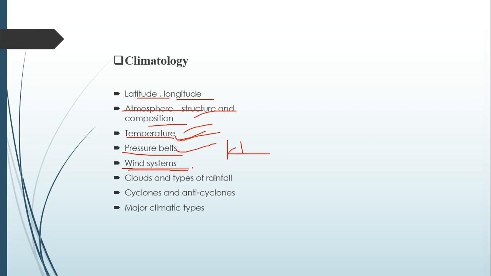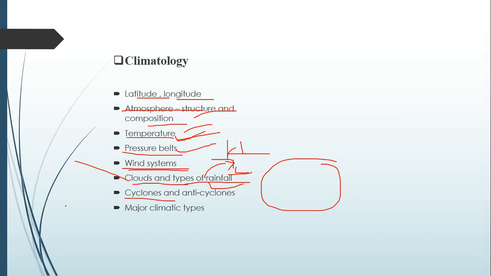primary winds, planetary winds, or periodic winds, local winds like Harmattan or Chinook, in India, Loo. Then we discuss further clouds and types of rainfall, that is clouds like cumulonimbus clouds, nimbus clouds, and types of rainfall, orographic rainfall. Orographic means mountain, because of the mountain which causes rainfall, and frontal rainfall because of the formation of a front.